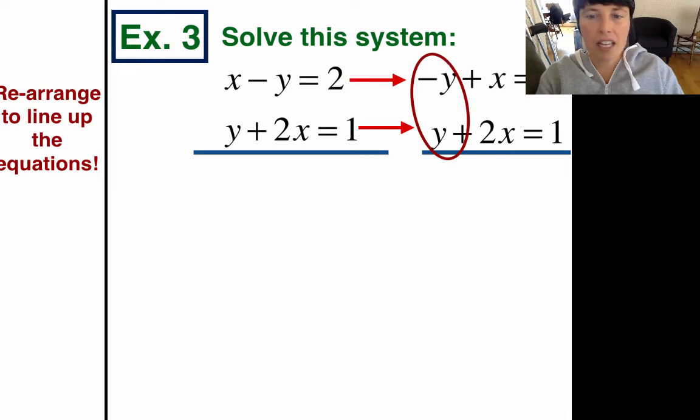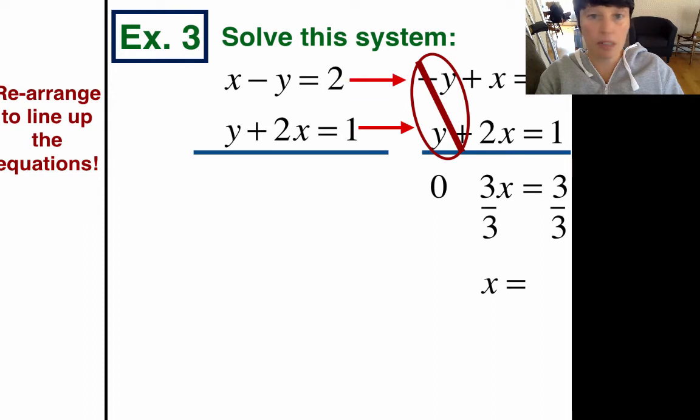The negative y and the positive y are going to eliminate, which is what we want to get our 0. X plus 2x makes 3x, awesome. And 2 plus 1 equals 3, so I get 3x equals 3. Easy, we'll divide the 3 away and we're going to get a nice answer of 3 divided by 3, which is 1. Awesome, x is equal to 1.